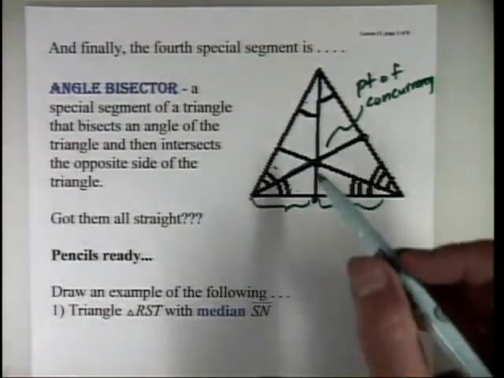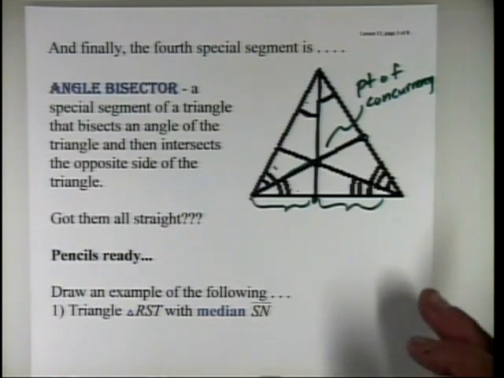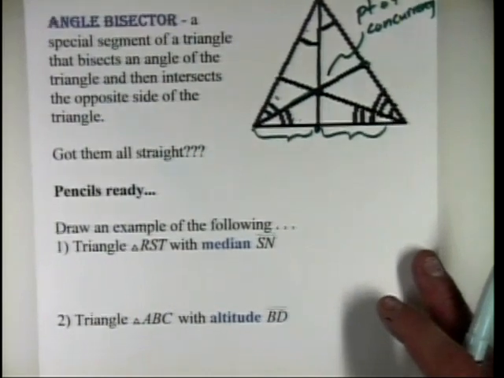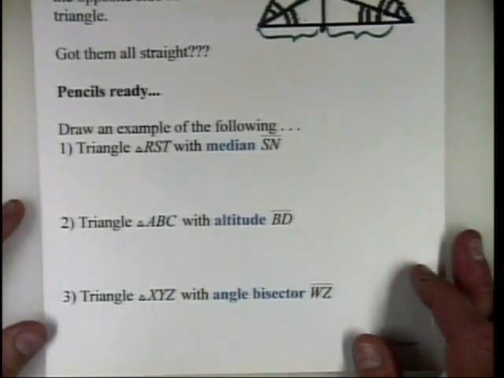Okay, which means that they all intersect at the same point. And that point will come up later in the program. There is a special name for that point. Okay, so we've looked at 4 special segments, and I hope you have them all straight, because now it's time to actually draw an example of each.